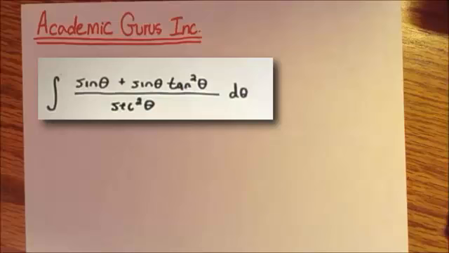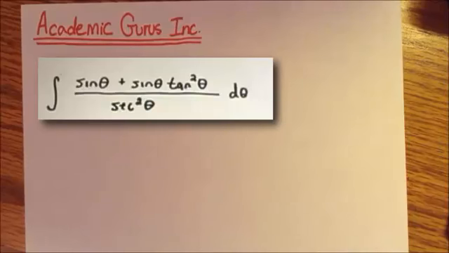So we have to integrate sine of theta plus sine of theta times tangent squared of theta, all this being divided by secant squared of theta. Now, this might look like a pretty complicated integral, but as I've always said in the past, whenever you're dealing with integrals that involve some sort of trigonometry, you've got to remember your trig identities, because they're going to help you significantly when dealing with these kinds of integrals.